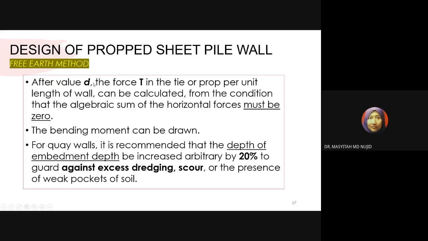After finding the value D, the force T in the tie or prop per unit length of wall can be calculated from the condition that the algebraic sum of the horizontal forces must be 0. The bending moment can then be drawn. For quay walls, it is recommended that the embedment depth be increased by 20% to guard against excess dredging, scour, or the presence of weak pockets of soil.